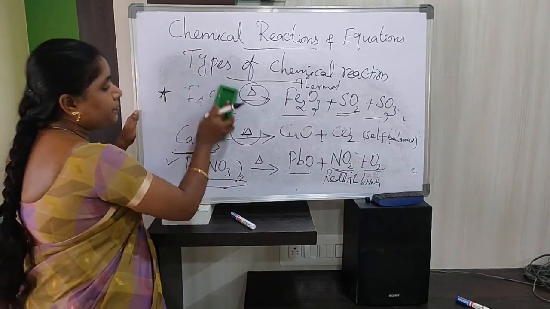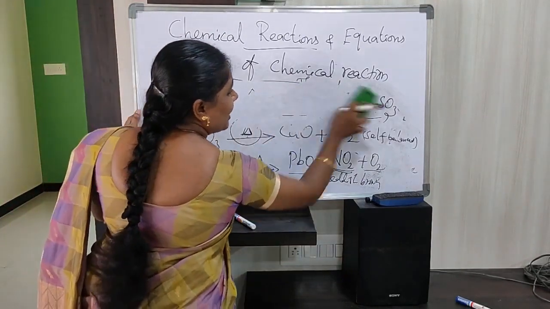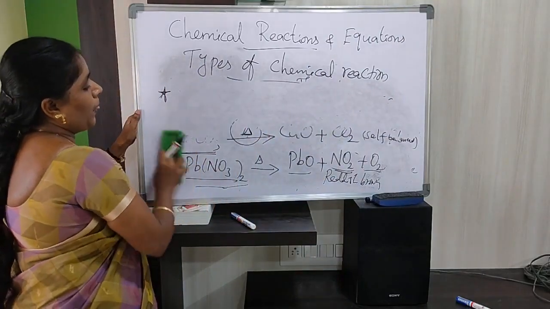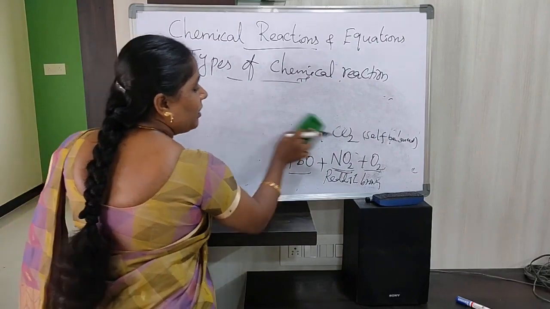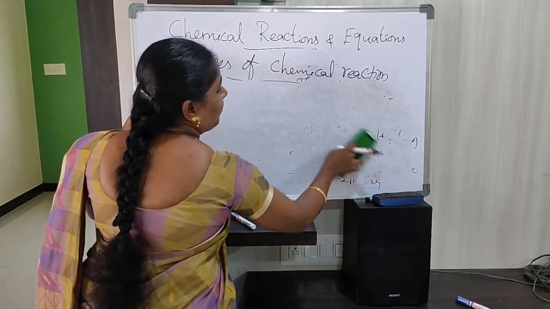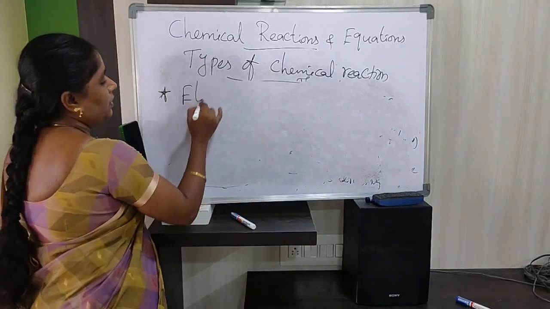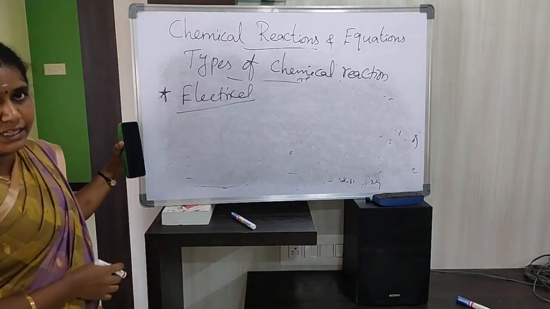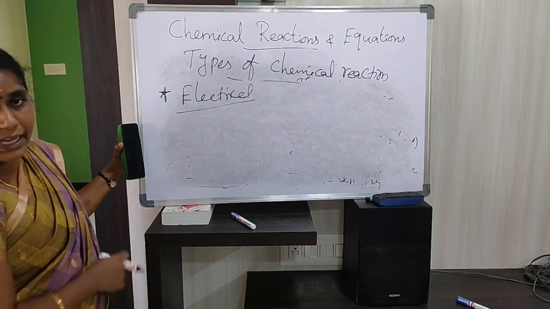And as well as we have some more decomposition reactions. The next types are photochemical decomposition reaction and electrical decomposition reaction. Next, electrical decomposition reaction or electrolytic decomposition reaction. What is meant by electrical or electrolytic decomposition reaction?